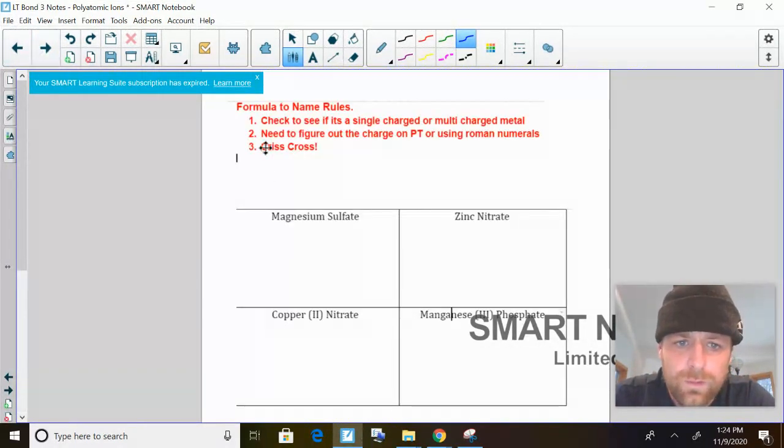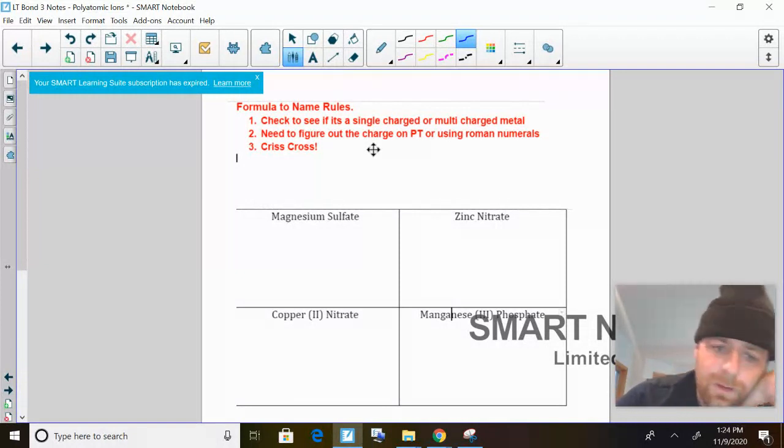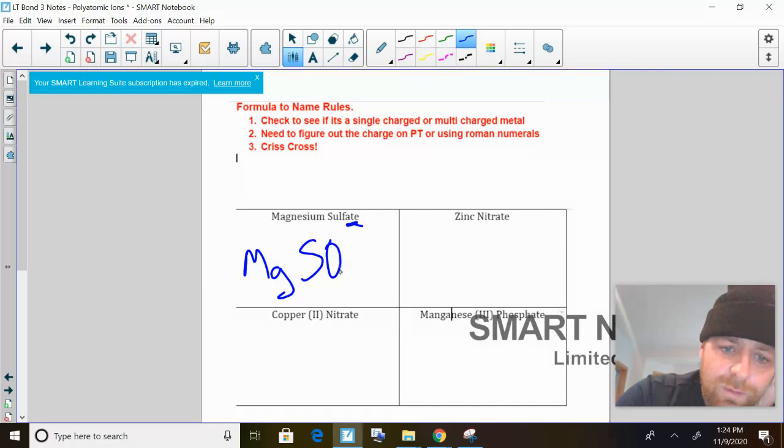Now we're going to write formulas using this. Here are the rules, and this is in your worksheet too. Check to see if it's a single charged or multi-charged metal. You can check if the name has a Roman numeral in it. You need to figure out the charge on the periodic table or using Roman numerals, and then we'll crisscross them just like we always did. So I'll do this one right here. Magnesium is Mg, and sulfate tells me it's SO4. So I wrote it out.